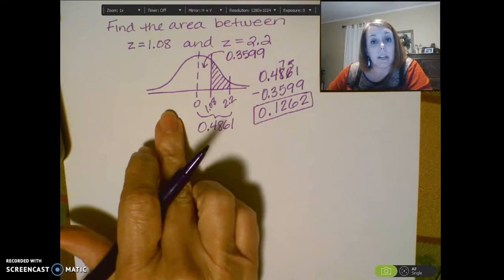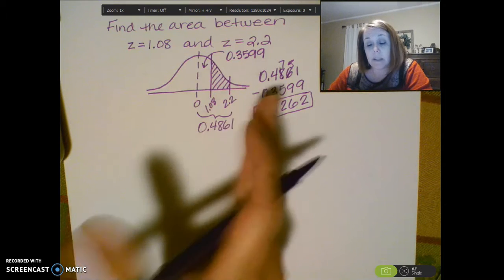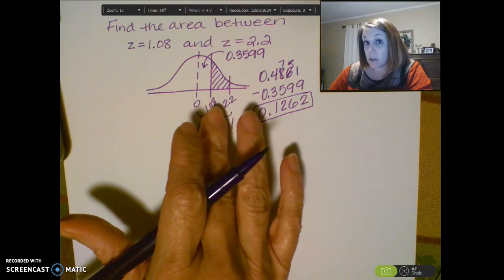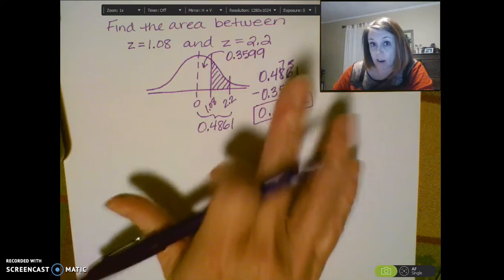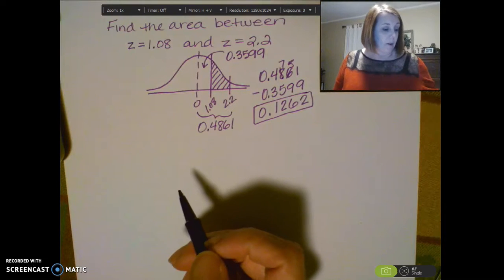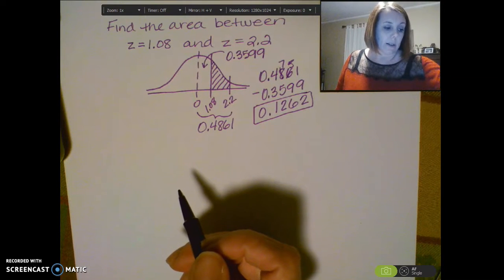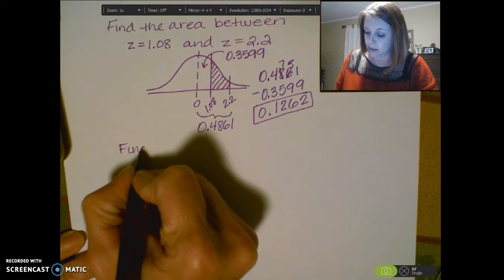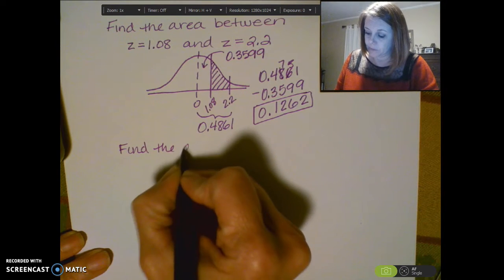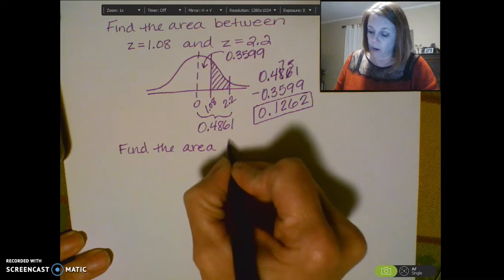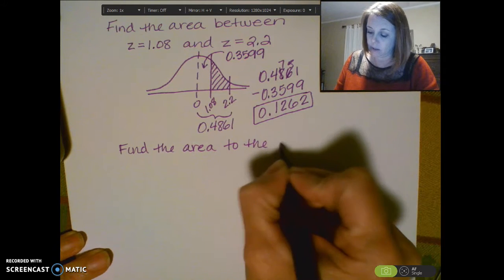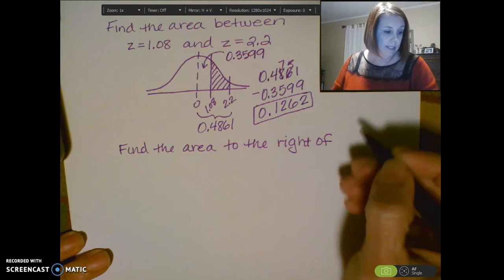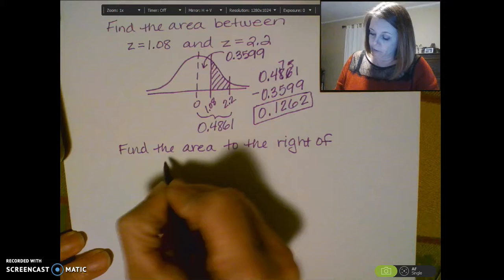If it made them both negative, the process would remain the same because of that symmetric nature on either side of the mean. So that's not going to change at all, positive or negative. And remember, your area stays positive. All right. So we're not going to do two negative values. Let's move instead to find the area to the right of z equals 1.45.